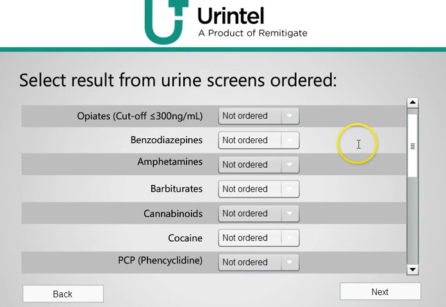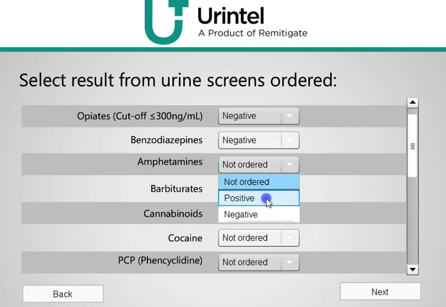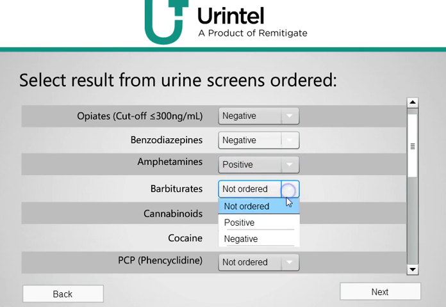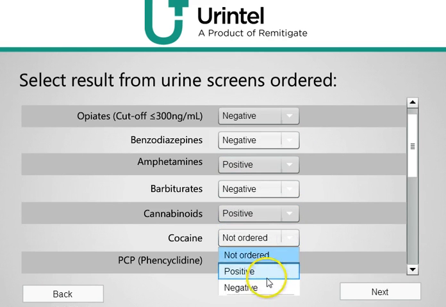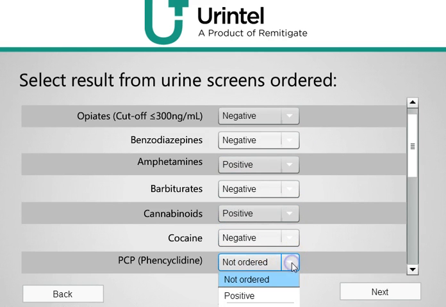So scrolling back up to the standard panel, here's what we see. This patient was on oxycodone 20 milligrams per day, but nevertheless tested negative for opiates. The patient was on a benzodiazepine, in this case alprazolam, 2 milligrams per day, but the screen came back negative. Amphetamines came back positive, which were not prescribed. Barbiturates came back negative. Cannabinoids were not prescribed, but came back positive. Cocaine came back negative. And PCP, illicit hallucinogen, came back positive.